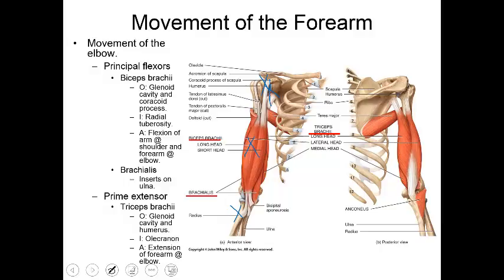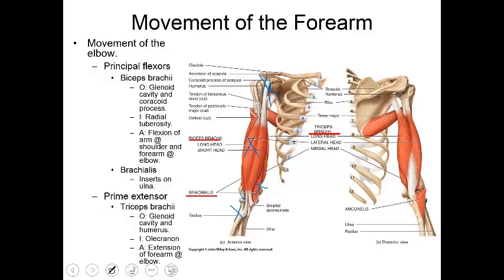Now, if you remove the biceps brachii muscle, right underneath it is a muscle called the brachialis. It's not very clear here because the biceps brachii is covering up that region, but it lies deeper. So the biceps brachii is the most superficial one. If you remove that one, you have the brachialis muscle, and it also helps you with flexion of the elbow.